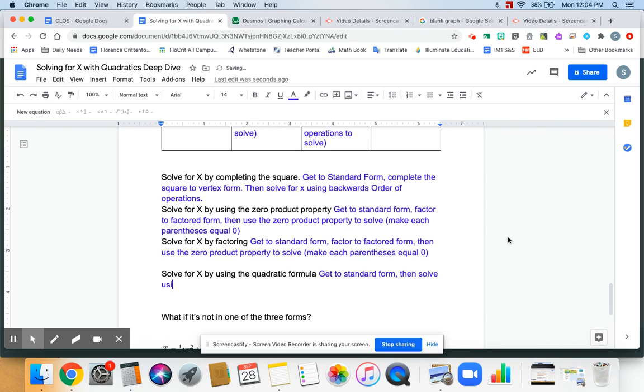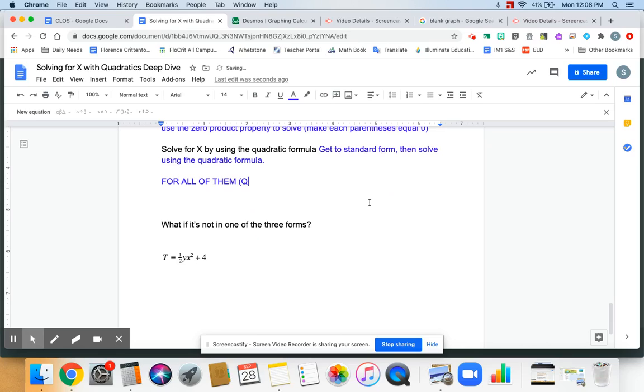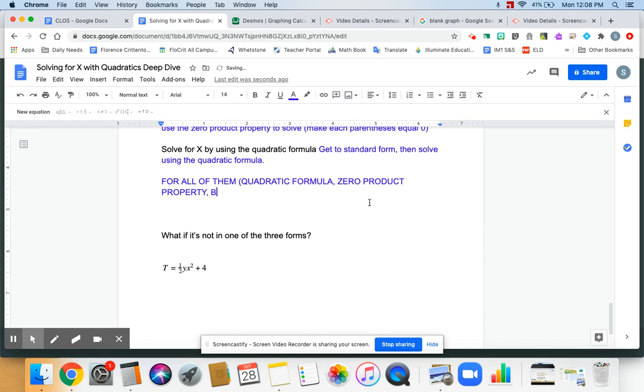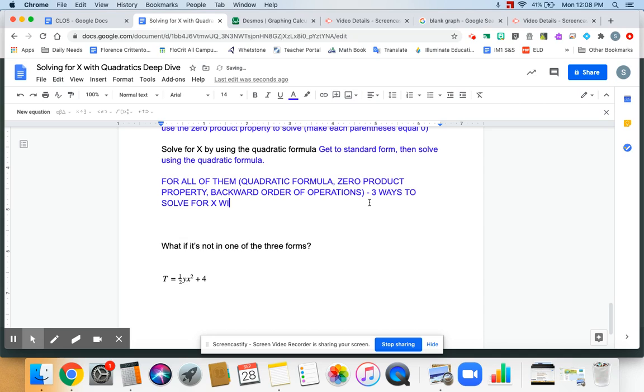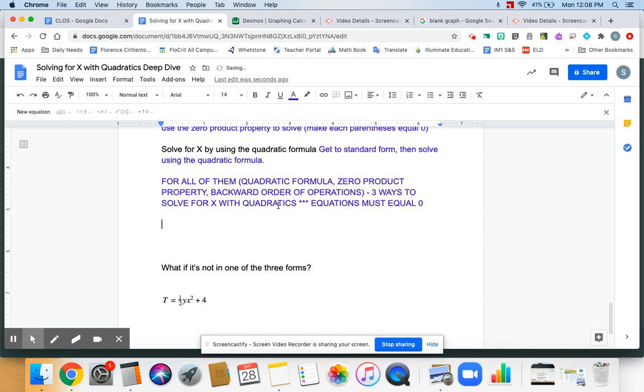And then solve using the quadratic formula for all of them. For the quadratic formula, zero product property, and backwards order of operations. So what I listed right now are the 3 ways to solve for x with quadratics. There's a rule that says the equations must equal 0. They have to equal 0 before you solve it for x.